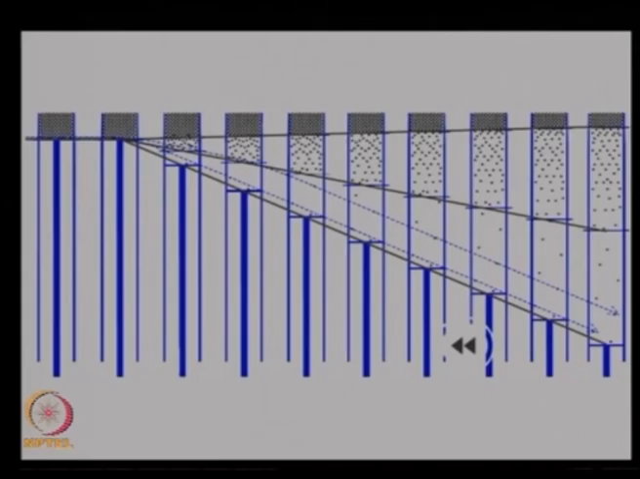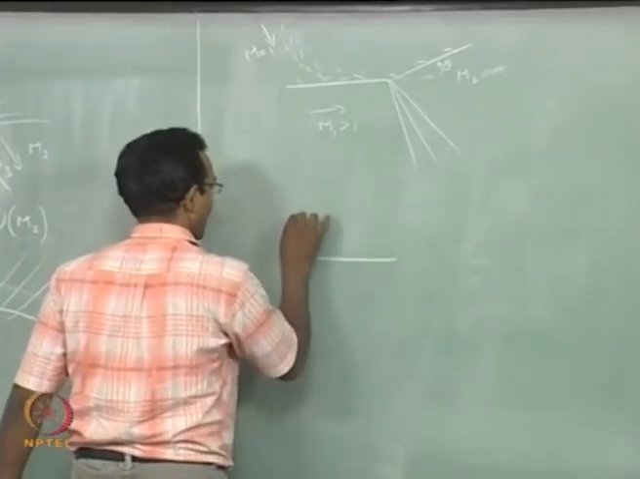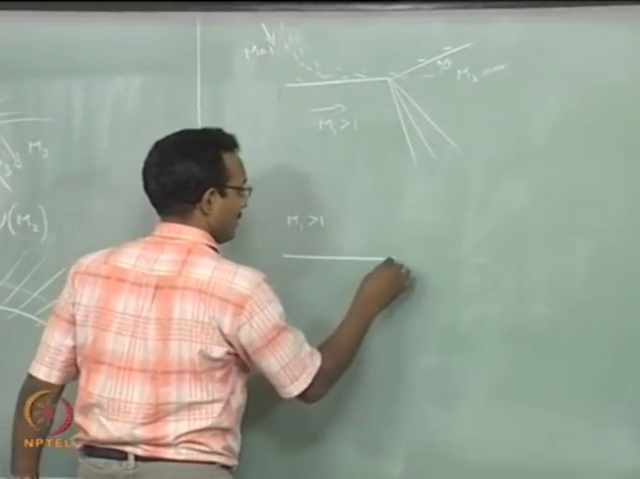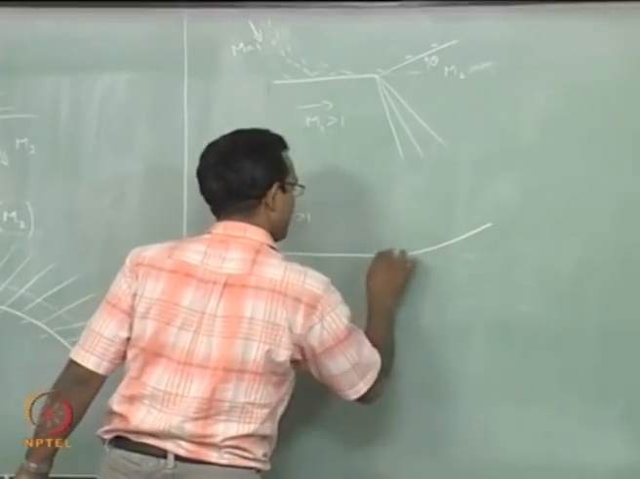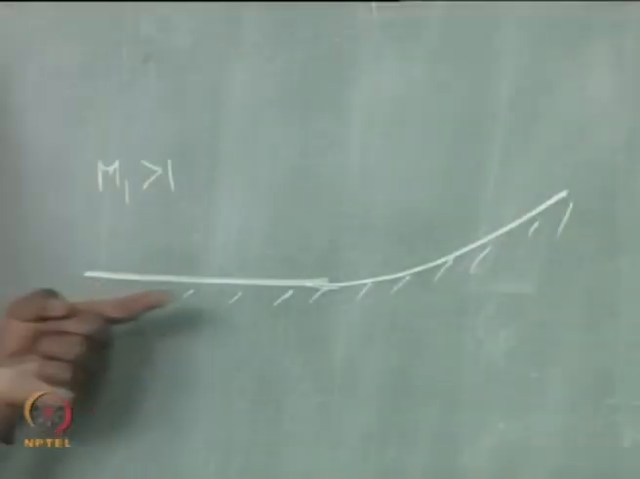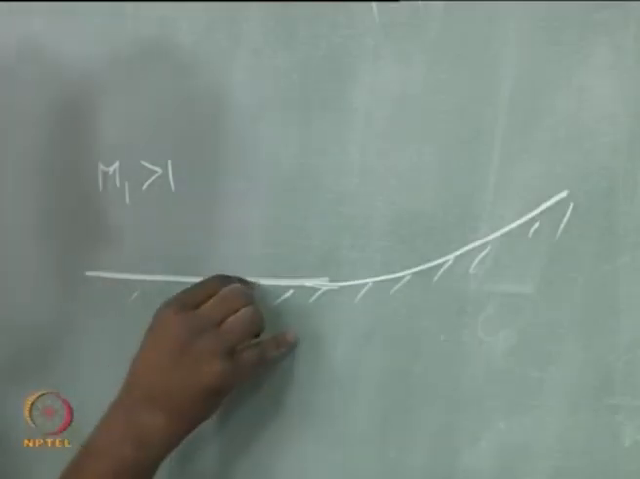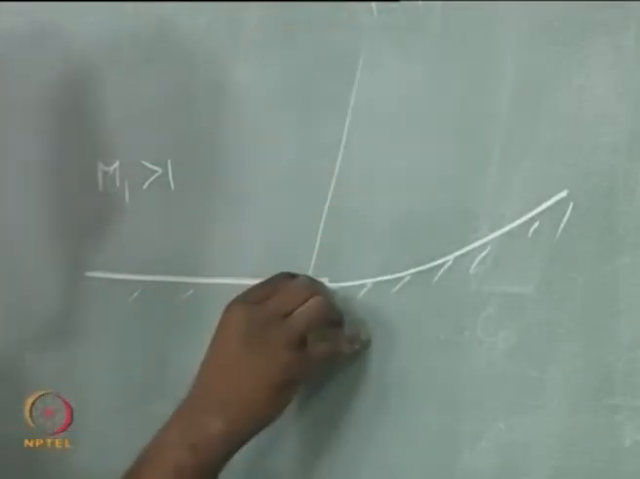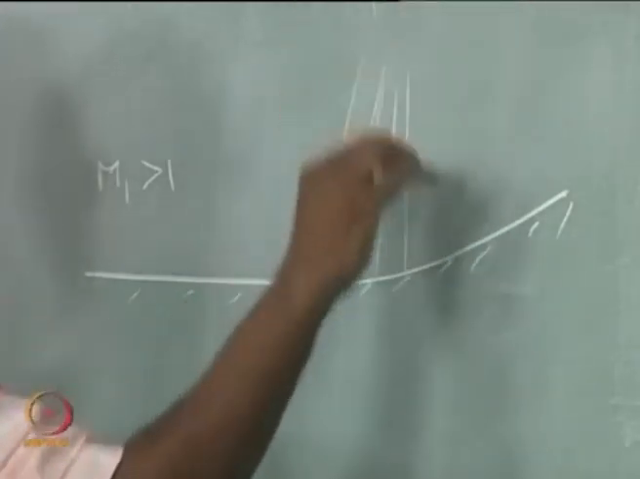I will go to another problem. I go back to the board. I will pose another problem where I have a Mach number greater than 1 flow, and it is having a smooth compression corner. If it is having a smooth compression corner, then of course the same thing like expansion will happen. For every small change there will be one compression wave coming.